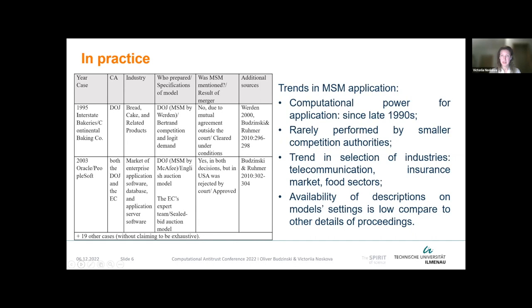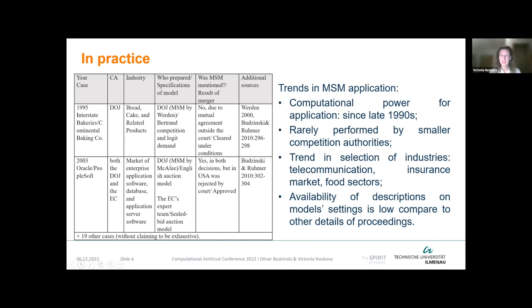First of all, we already have computational power and application, and a certain theoretical ground was developed since the late 1990s. Mainly this tool was applied by bigger competition authorities, of course, because they have more resources, and also probably because they already have expertise or experience in this area. So it's easier to apply this tool for them than for other competition authorities. There is also a trend in industry selection. Communication, insurance, and food sectors were highlighted as the ones analyzed the most with these tools.